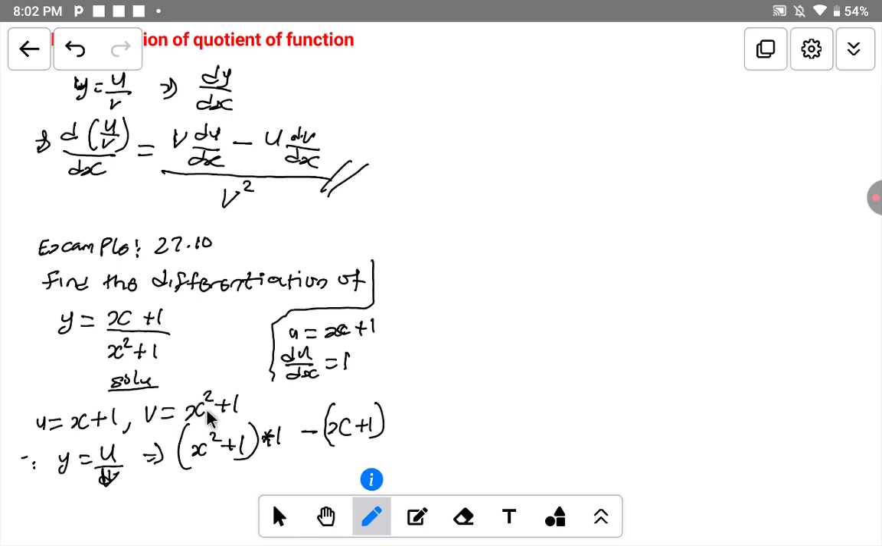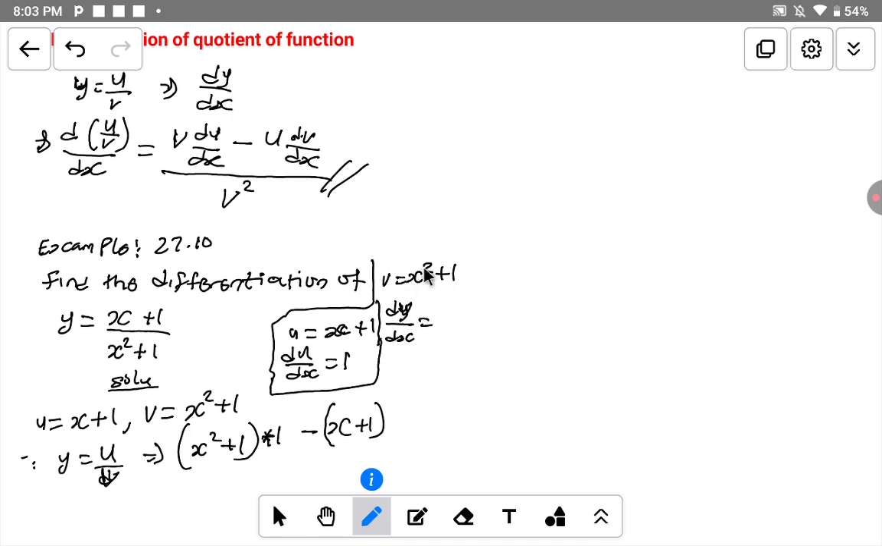Let's differentiate our v. Let me bring this one back here. Since our v is equal to s squared plus 1, let's differentiate dv over ds. So let's differentiate v with respect to s now.